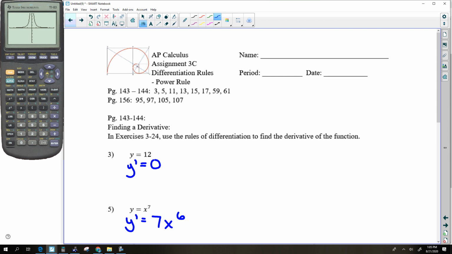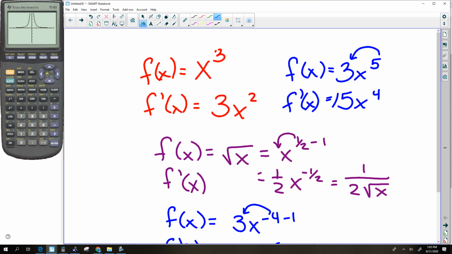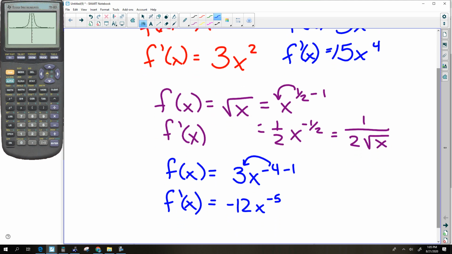All right, so again, what we're dealing with here is big time the power rule. The exponent drops down, multiplies whatever's up front, and then minus 1. That is the power rule. If you have to rewrite the problem to make it easier for yourself, do that.